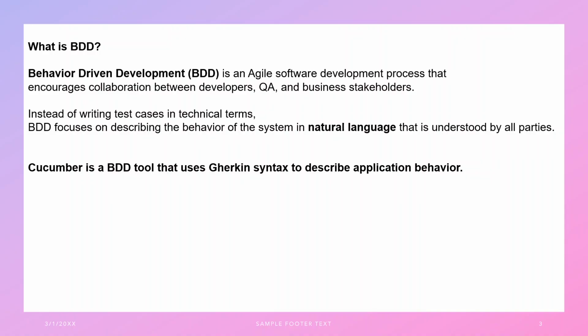Cucumber is a BDD tool that uses the Gherkin syntax to describe the application behavior. As you know, Cucumber is one of the BDD tools that uses the Gherkin syntax to describe the application behavior. That is a high level view of what exactly BDD is.